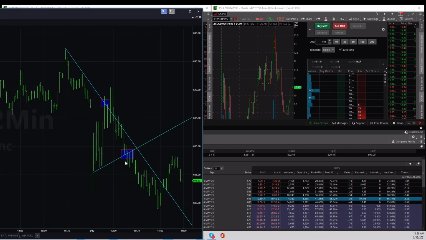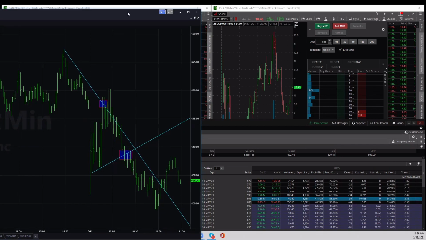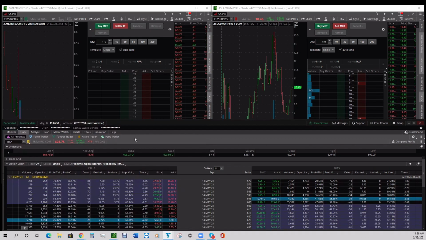So if I see a setup starting to form, I will immediately have, I have multiple screens, so that does help. If you're trading off of a laptop, how I trade would be nearly impossible. But I know everyone trades differently. I have multiple screens and everything set up. I can show you real quick before we go into the option portion.